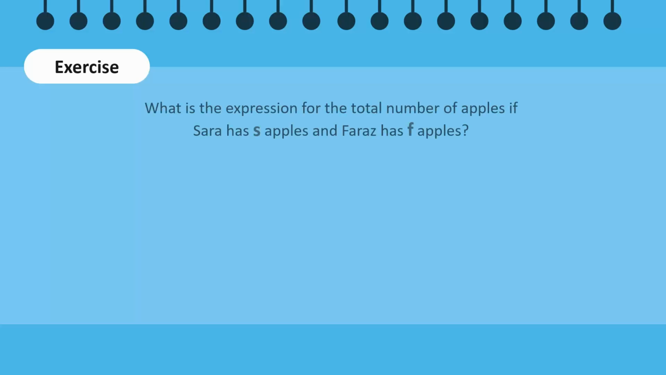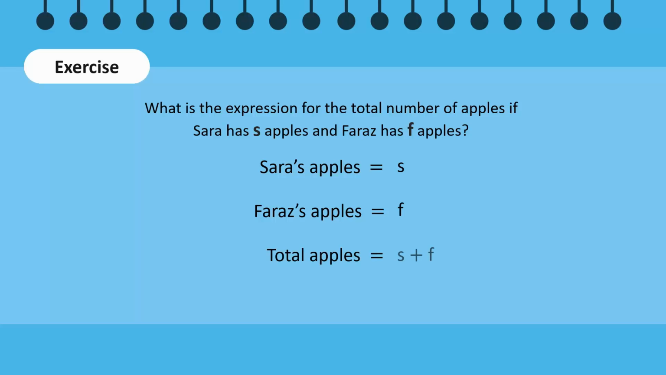Write the expression for the total number of apples if Sarah has S apples and Faraz has F apples. To find the total number of apples, we simply add the apples that Sarah and Faraz have. Sarah has S apples. Faraz has F apples. The total number of apples is S plus F.